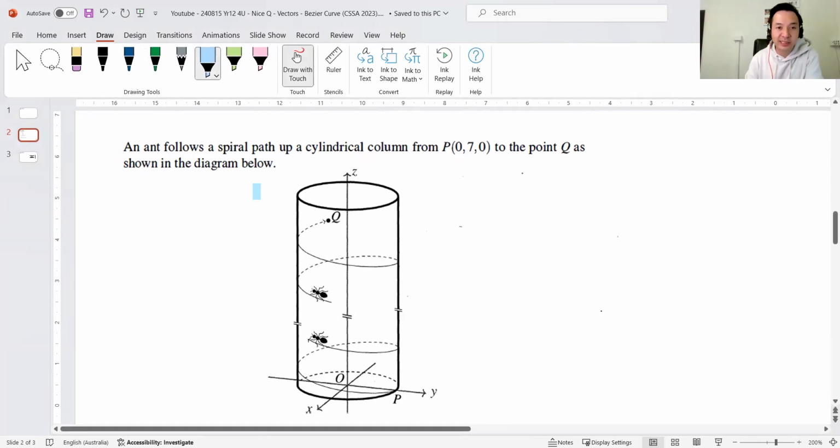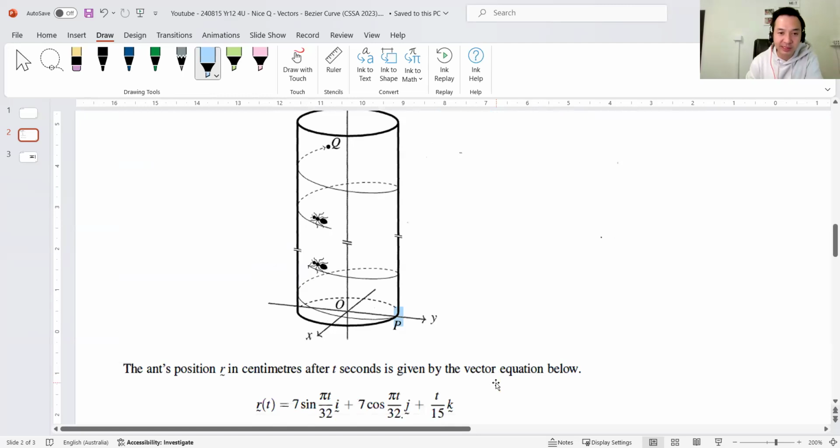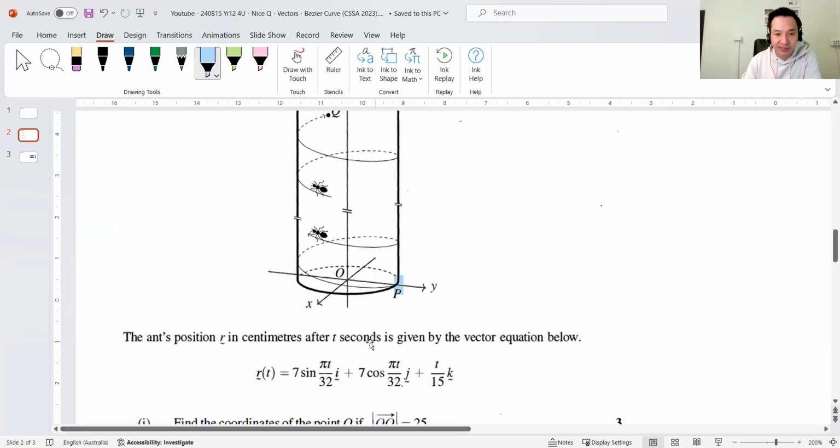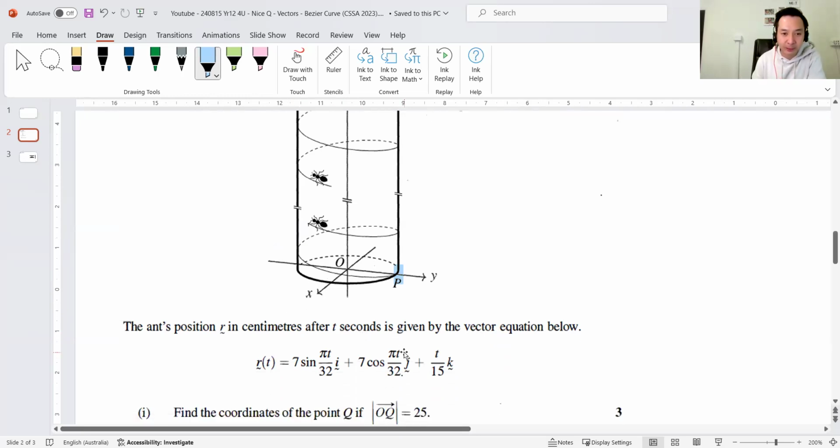An ant follows a spiral path up a cylindrical column from the point 0, 7, 0. So basically the X value is 0, the Y value is 7 and everything else is 0, right? So it slowly spirals its way upwards. The ant's position in centimeters after t seconds is given by the vector equation, this guy, right?